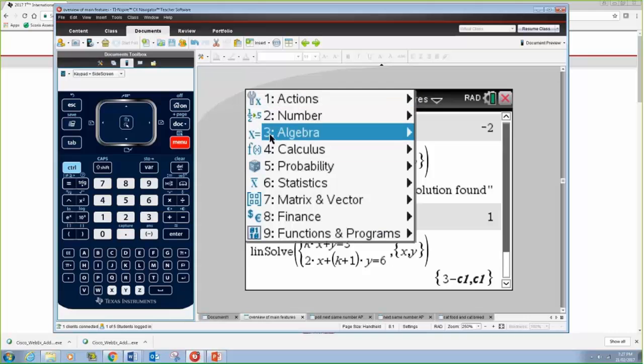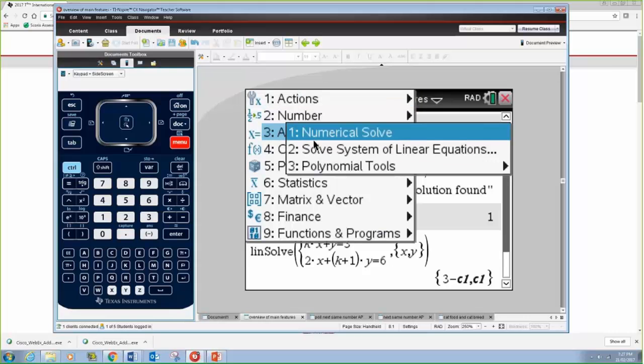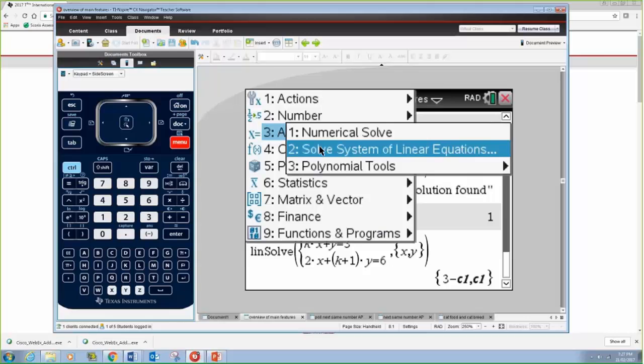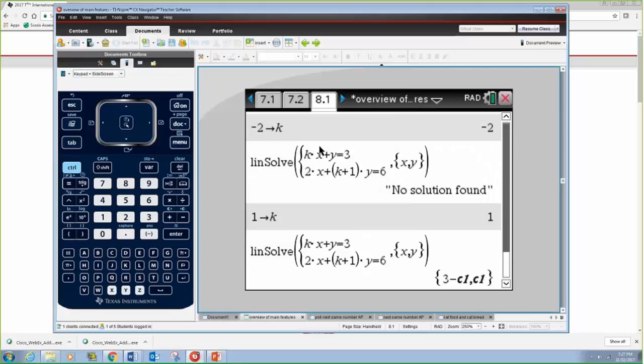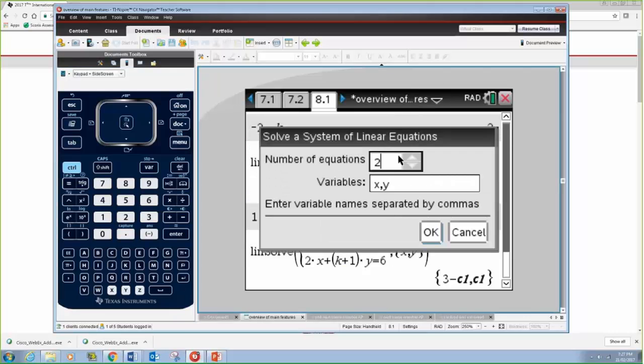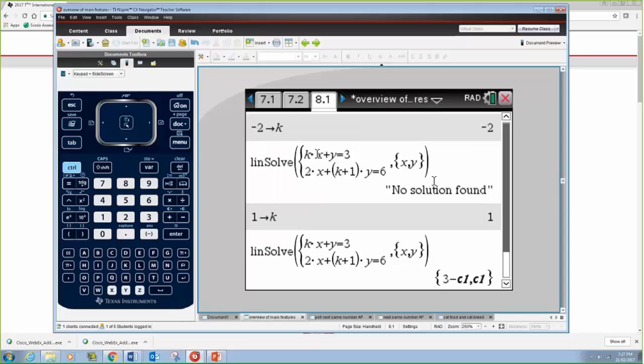Linear solve can be found in solve system of linear equations. And if you do that, it will ask you how many and what are the variables, and it will come up with the template like that, so it's easy to enter those equations. So in case k is -2, the calculator will return no solution found, and then we see the two lines were parallel.